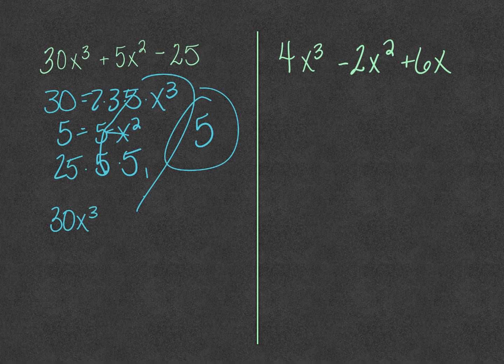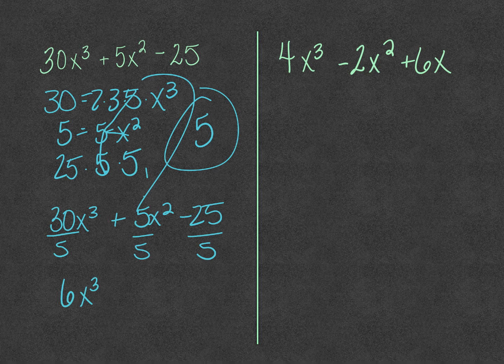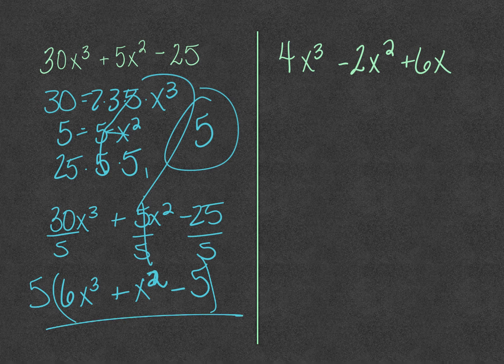So 30x to the third plus 5x squared minus 25, divided by 5, this is an easier one for you guys, which is 6x to the third plus x squared, because that cancels, minus 20, and then 25 divided by 5 is 5. So then you're simply going to put your greatest common factor out here in the front. All right, so let's go ahead and do this one, and then we'll stop once we do this one, and then please let me know if you have questions, okay?